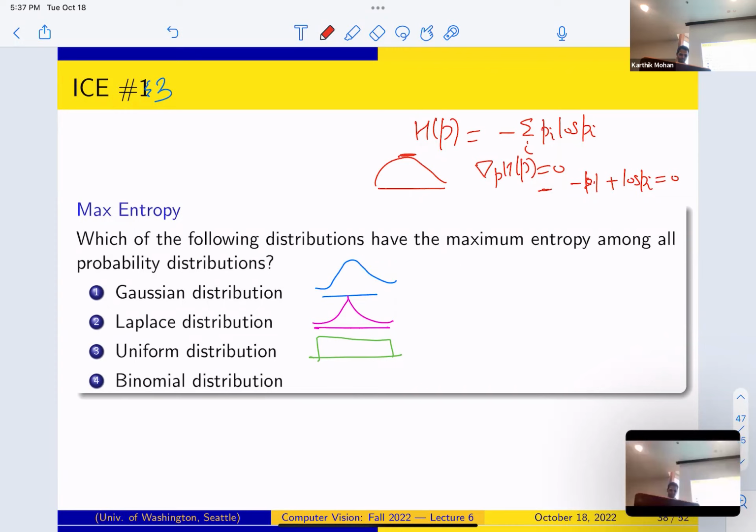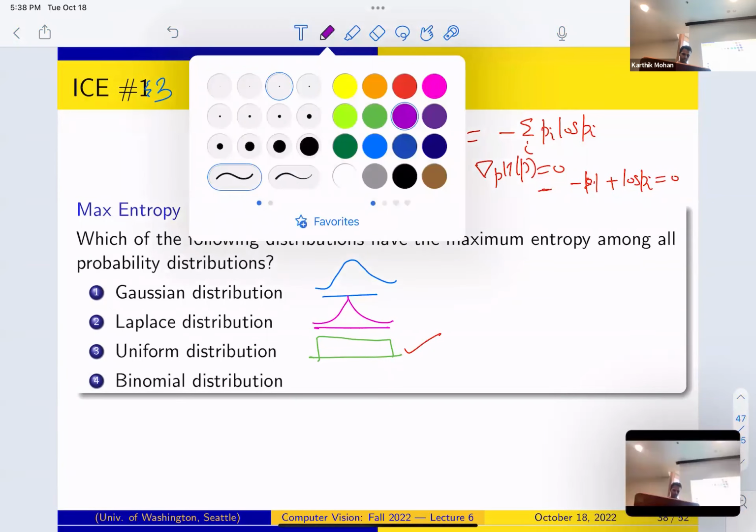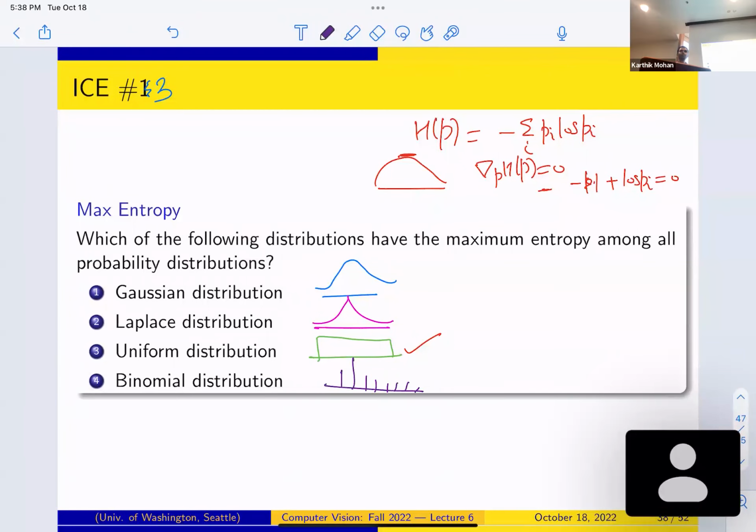Binomial, I mean, it's again the same story. Binomial is discrete. We are comparing, not exactly comparing numbers to others, but binomial is not uniform.